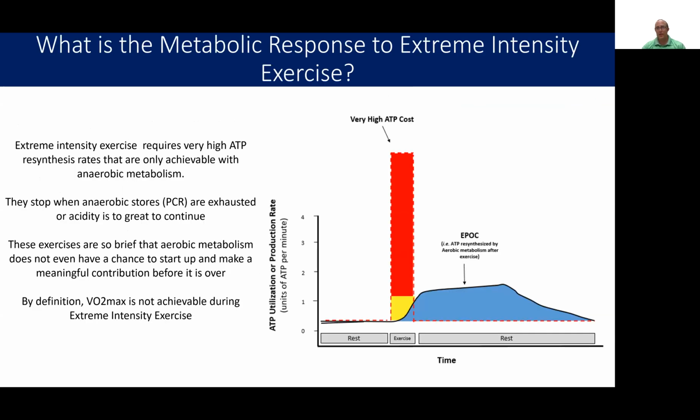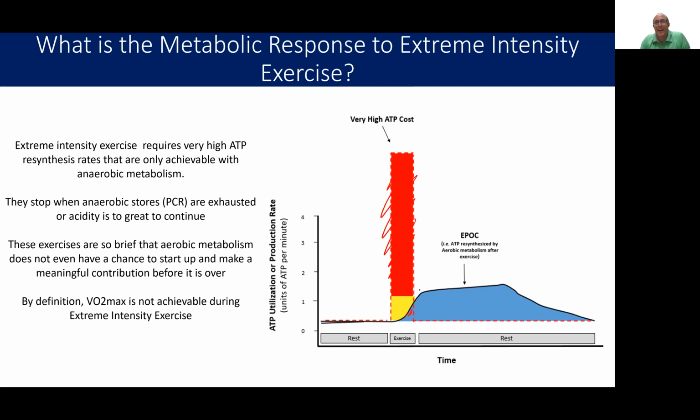Extreme intensity exercise has a very high ATP cost, where here we have a lot coming from phosphocreatine. Some of it comes from anaerobic glycolysis, and then we'll get some from aerobic metabolism.